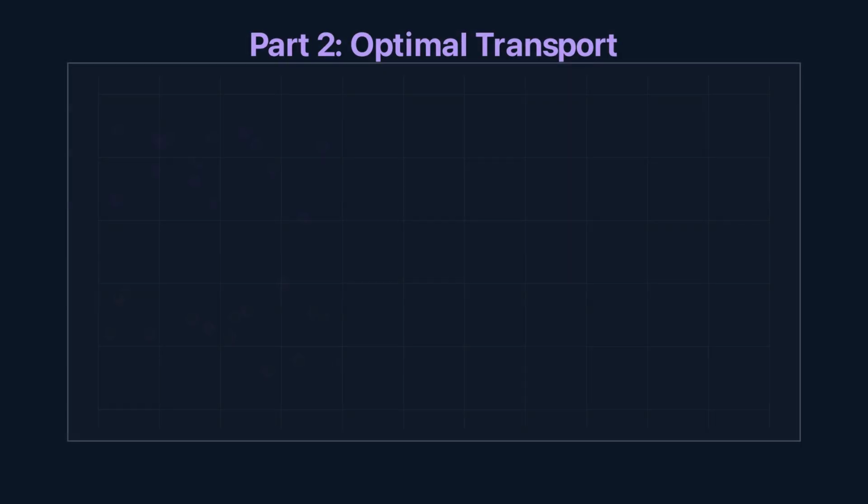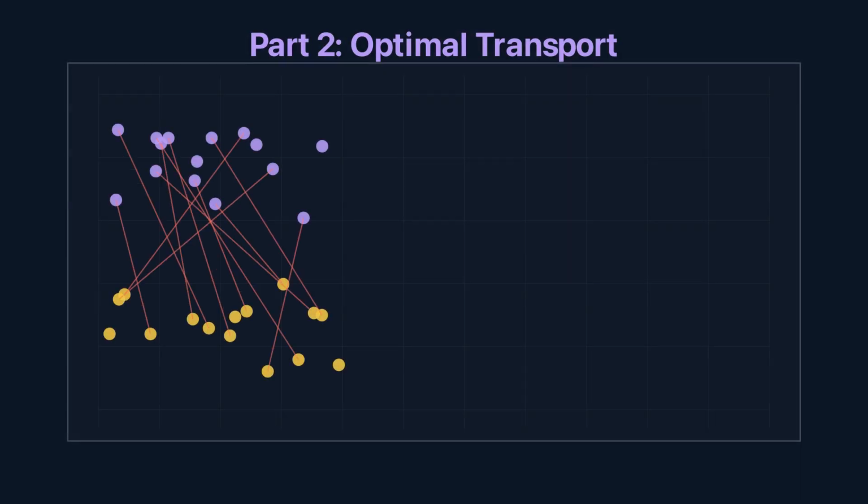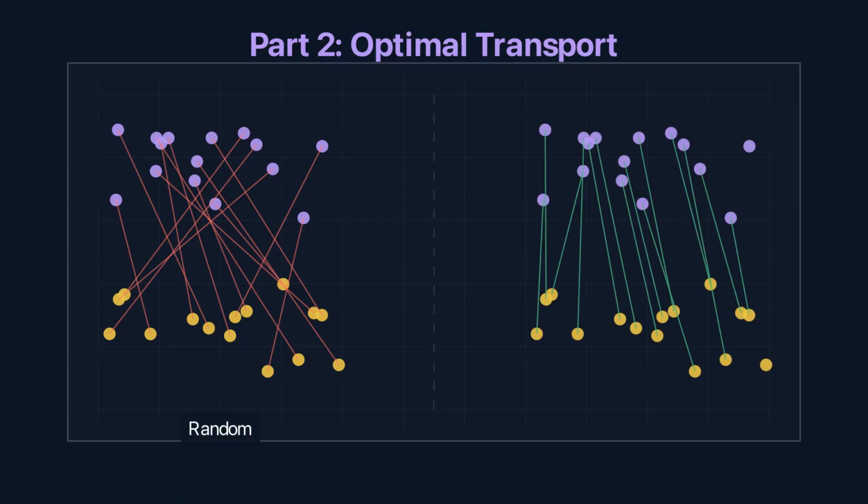50 dancers, 50 marks. With random assignment, paths cross and dancers collide. With optimal assignment, there is minimum total travel and no crossings.